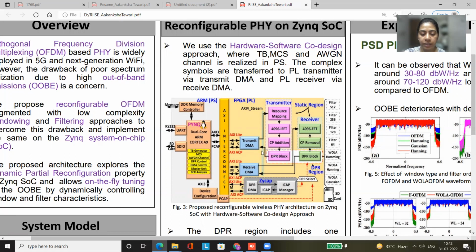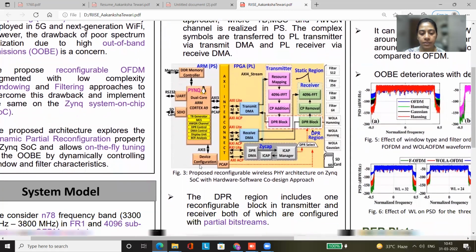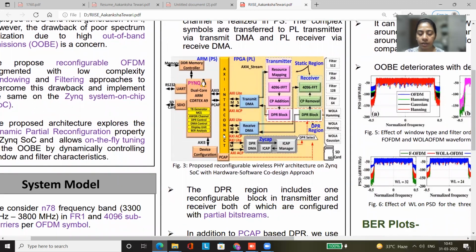After windowing and filtering, the complex symbols are sent back to the PS and they are passed through the AWGN channel. Depending upon the SNR entered by the user, the respective noise is added to the symbols and then they are sent back to the PL to the OFDM receiver. From the receiver, they are again received and sent to the PS, where the performance analysis takes place and the results are displayed using the display unit.